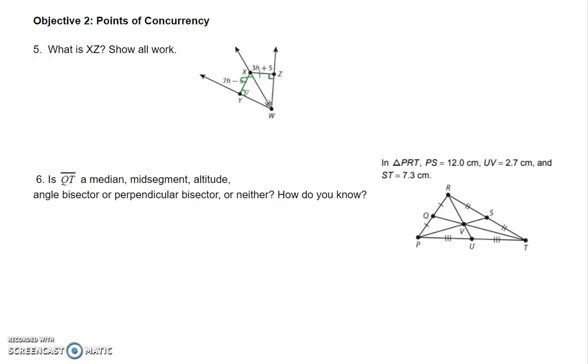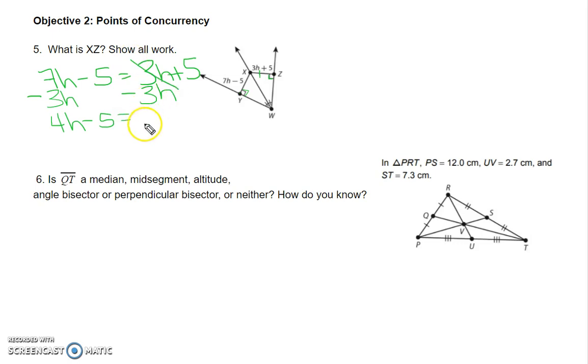So that means I'm going to have, and I'm going to erase that so I can see my number, 7h minus 5 equals 3h plus 5. And then it becomes an algebra equation, and we just solve for h. So I like to take my smaller h over. Since 3 is smaller than 7, I'm going to subtract 3h from both sides. Combining like terms, I get 4h minus 5 equals, my 3h's go to 0, plus 5. Now I'm going to move that negative 5 over by adding 5. And 4h is equal to 10.